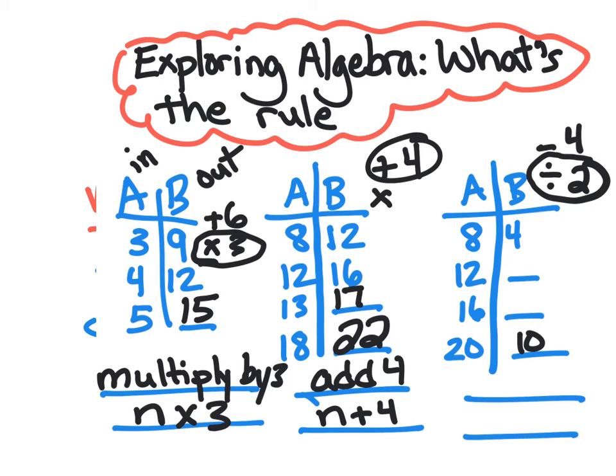So I already know my rule for this particular table is going to be to divide by 2. So 8 divided by 2 was 4. 12 divided by 2, of course, would be 6. 16 divided by 2 would be 8. So our rule for this particular table in words is divide by 2. And writing it as a variable, it would be n divided by 2.